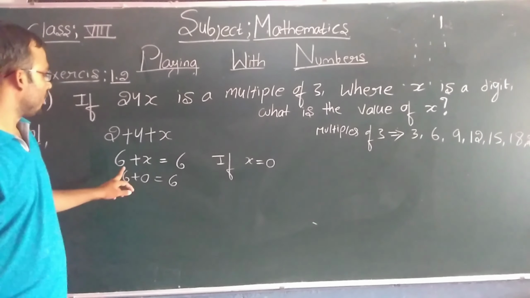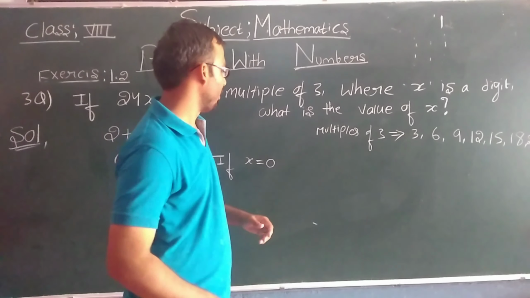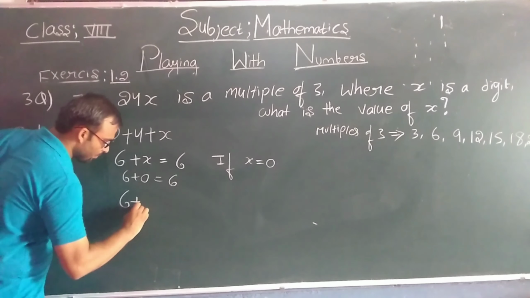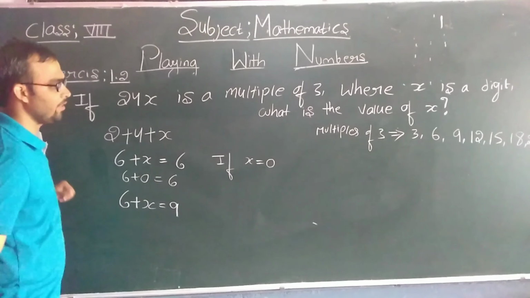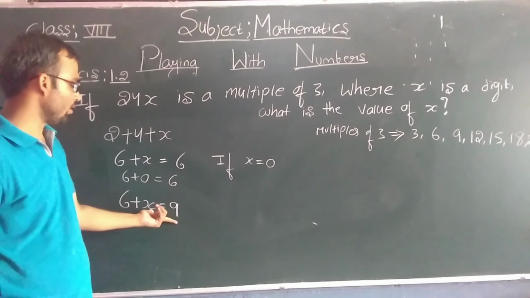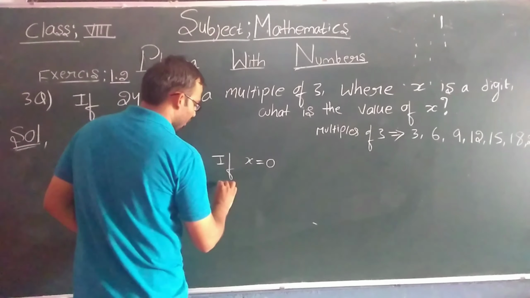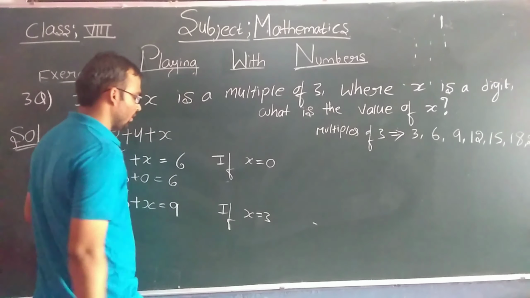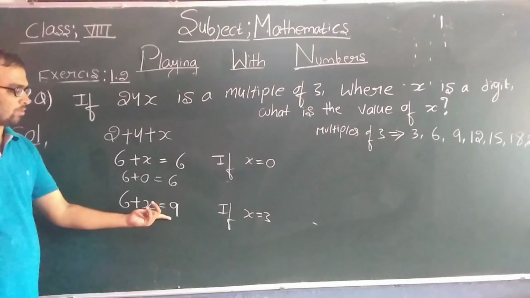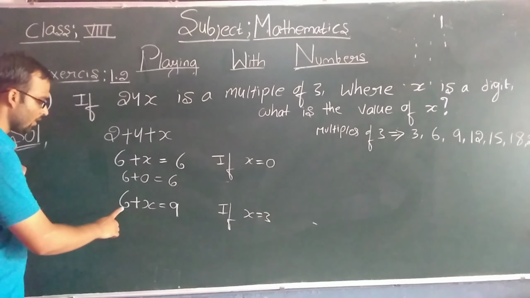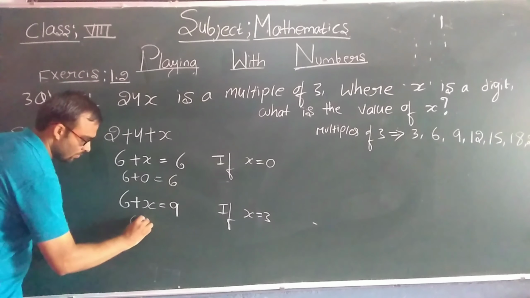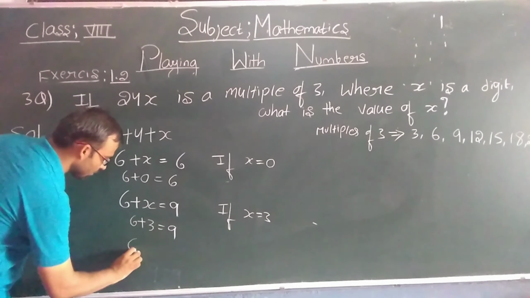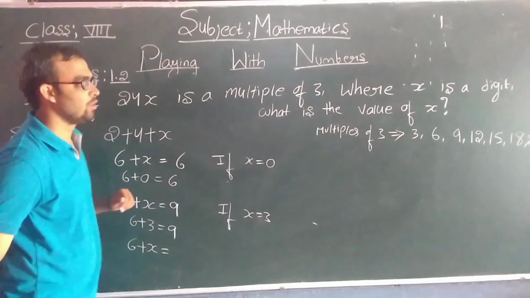Again, let us see the second multiple. What is the second multiple here? 9. This 6 plus x will be equal to 9 if x is equal to 3. That is 6 plus 3, 9.